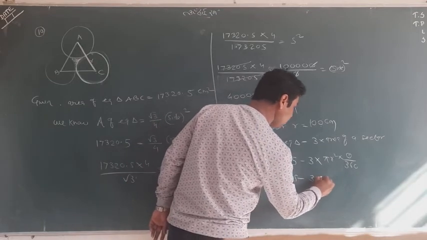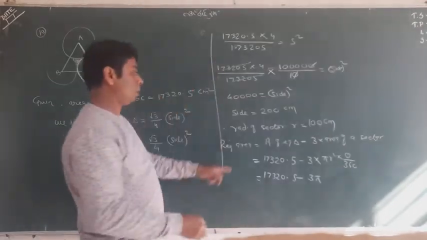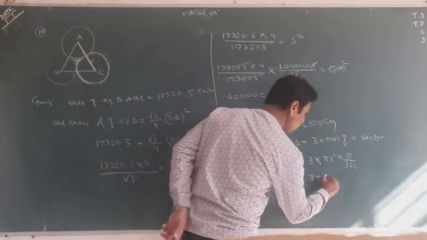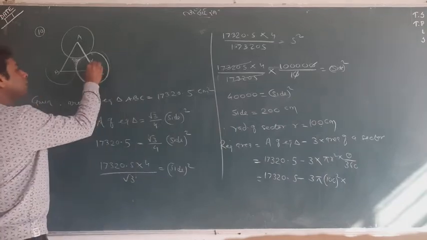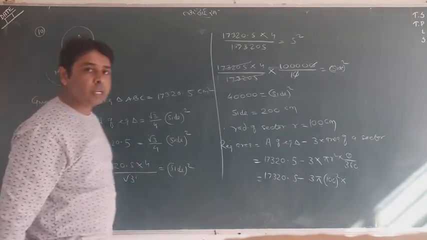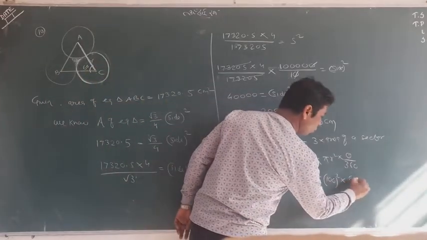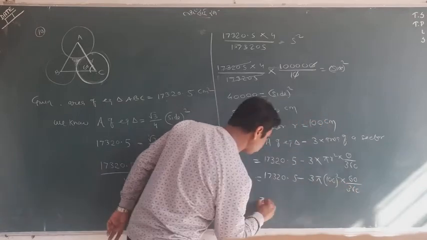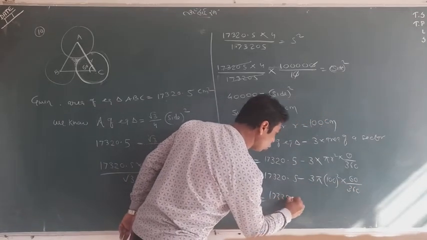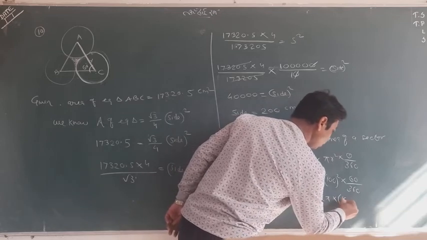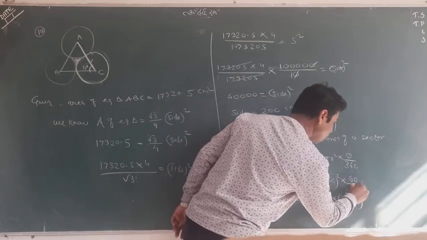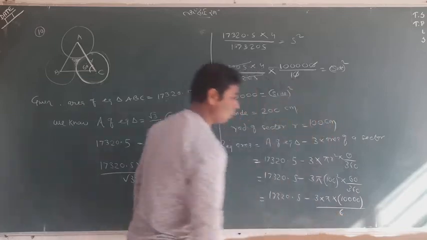17320.5 minus radius is, you already got 100 square. Theta is, what about that theta? 60 degrees. Why? Because it is an equilateral triangle. 60 upon 360. So the last step I am writing only, not the whole work I will do. This is 1 4 times 0, and these 2 will cancel by 6.